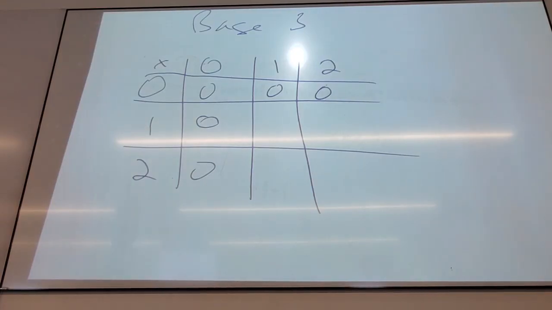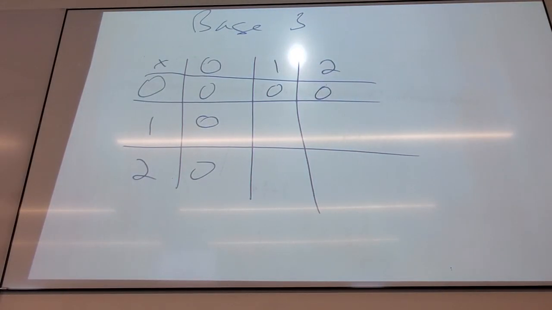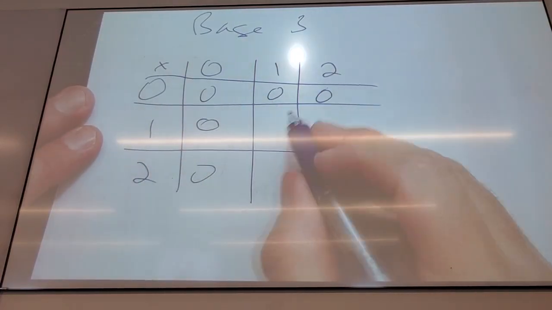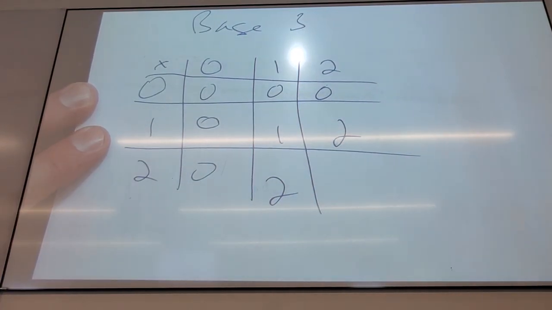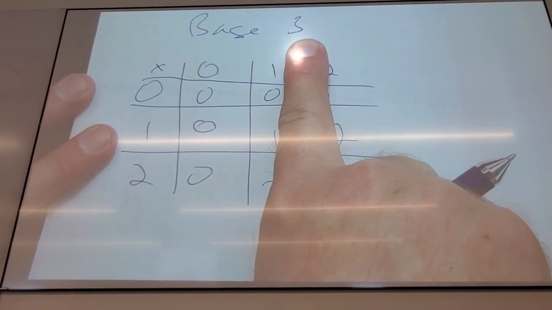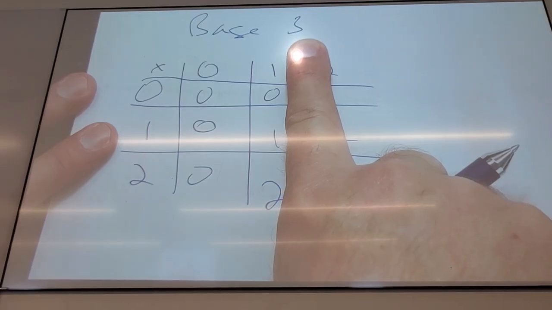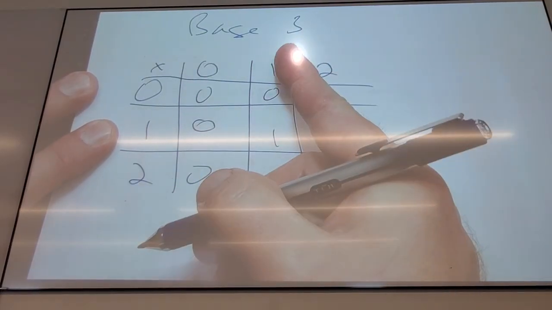Why? 1 times anything is itself. So 1 times 1 is 1. 2 times 1 is 2. So whenever you have the ones, they just repeat. 2 times 2 wants to be 4. We're in base 3, yeah? It's 11. 2 times 2 is 4. 3 would be 10, correct?